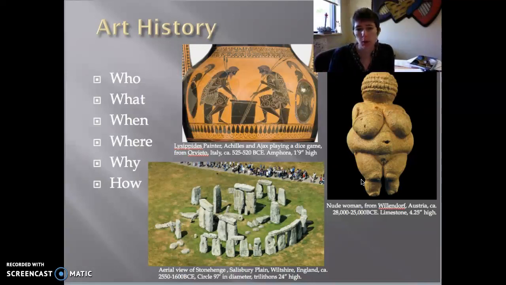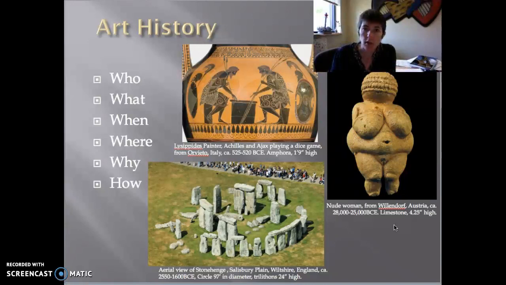For some art, it is traded, right? So it's made in one place and moves to another place. But also it might be made for a church or for a home or for a public space. The nude woman from Willendorf, which we'll talk about in chapter 1, was traded. It was made to be traded. And so what we know about it is influenced by how it was used or how it was meant to be used.